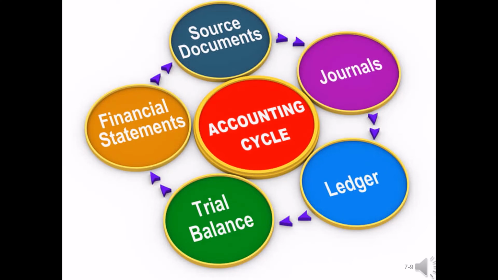Once all of our transactions have been posted to our ledger accounts, those accounts can be put onto a trial balance. Then, the accounts from the trial balance are used to create our financial statements: the income statement, the balance sheet, and the statement of owner's equity.